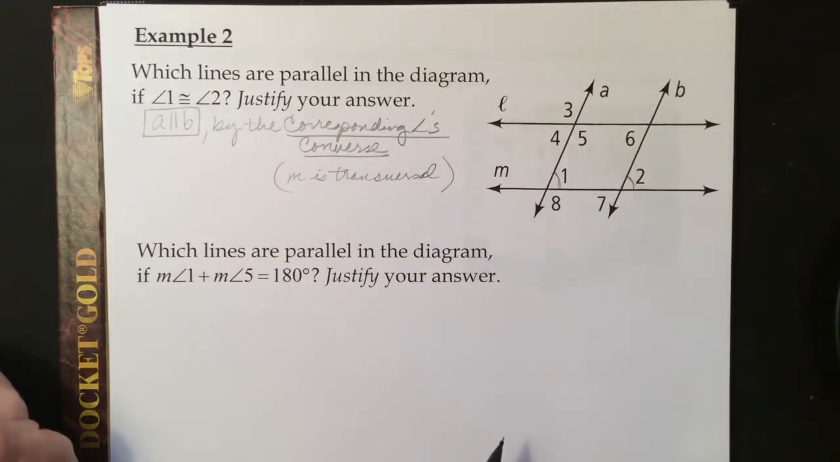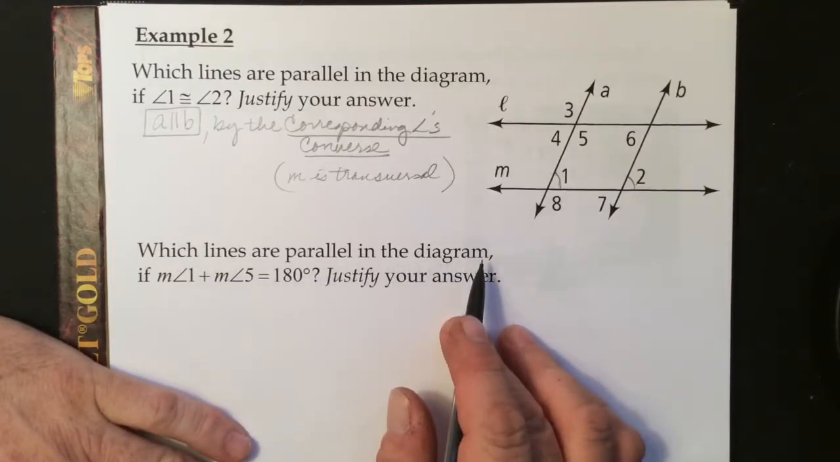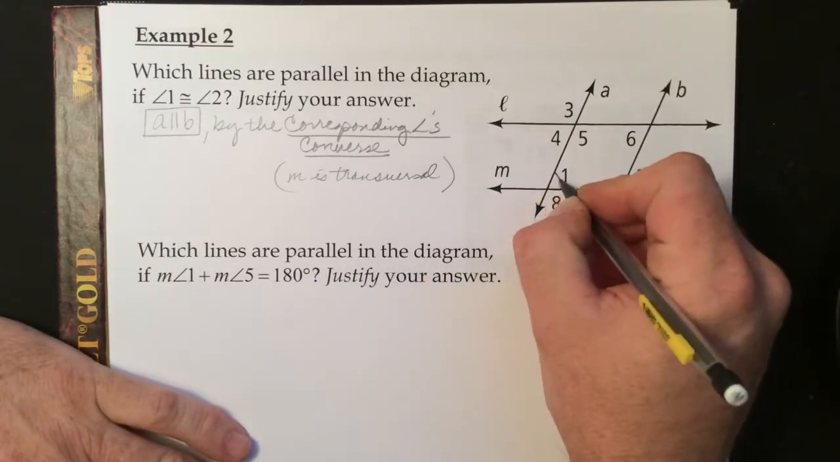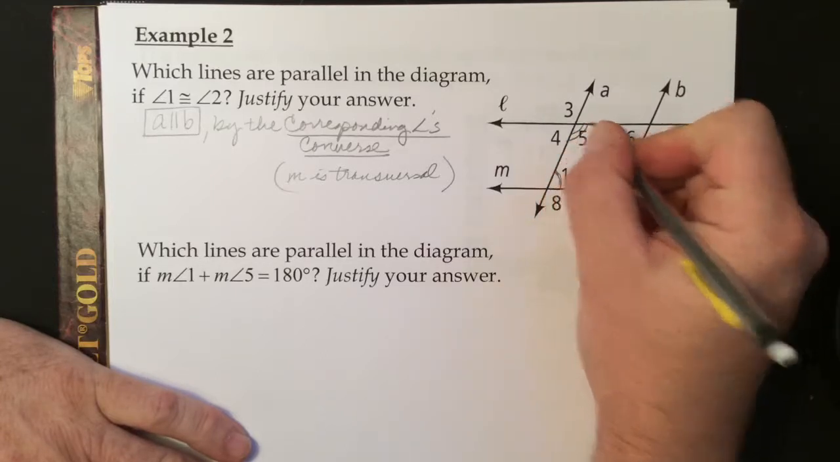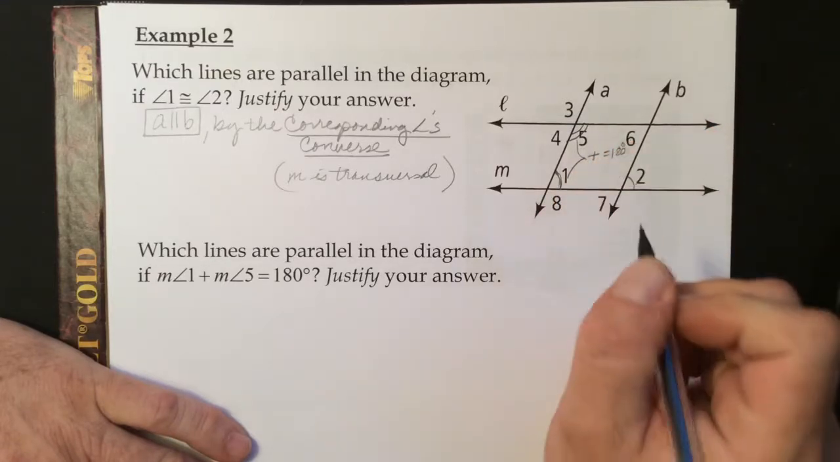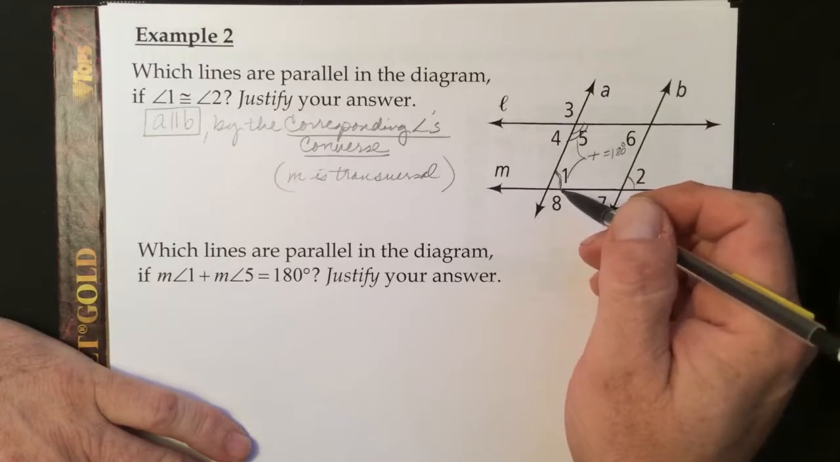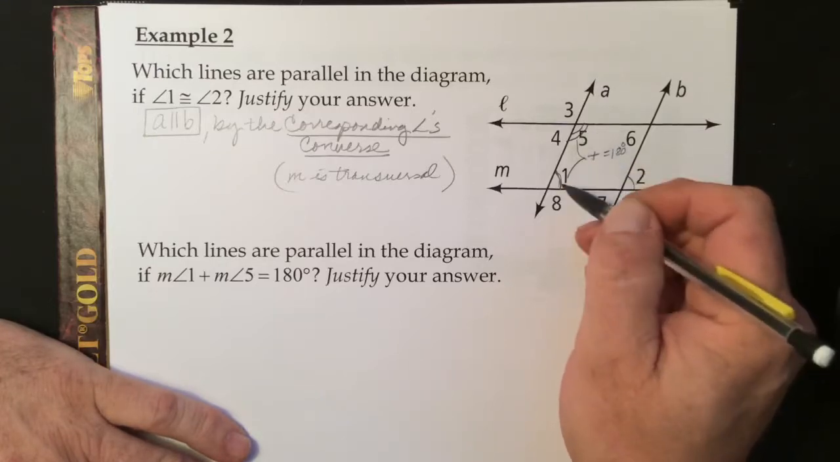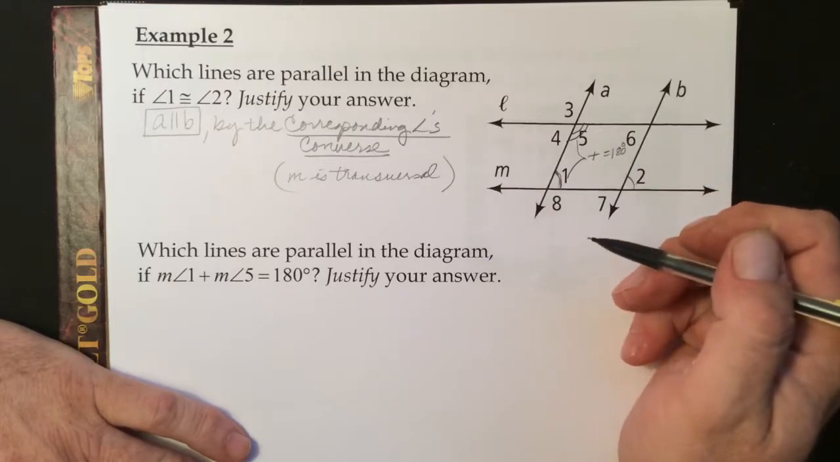Okay, the second part. Starting all over, which lines are parallel in the diagram if the measure of angle 1 plus the measure of angle 5 is 180 degrees? Well, that's the definition of supplementary angles. So if these two angles are supplementary, they should be inside two lines. That would make them same side interior angles. So let's figure out which lines we're going to use.